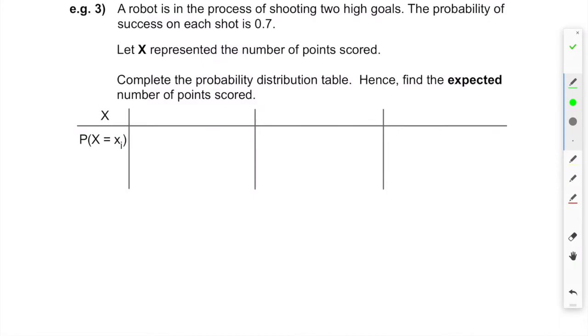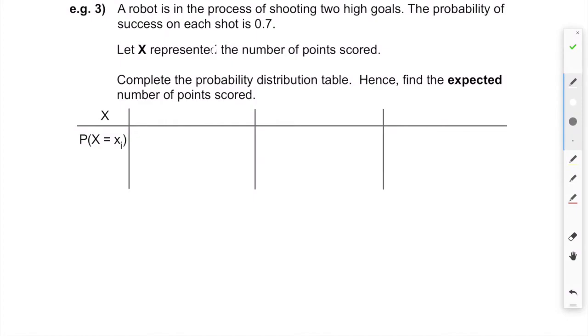A robot is in the process of shooting 2 high goals. The probability of success on each shot is 0.7. Let x represent the number of points scored and complete the probability distribution table. Hence, find the expected number of the points scored.